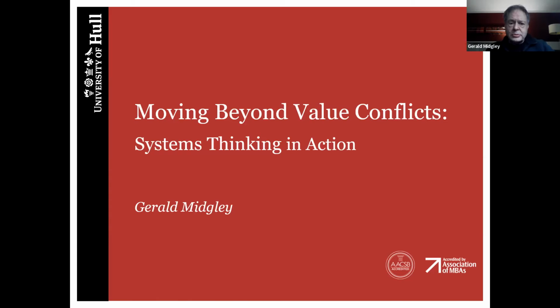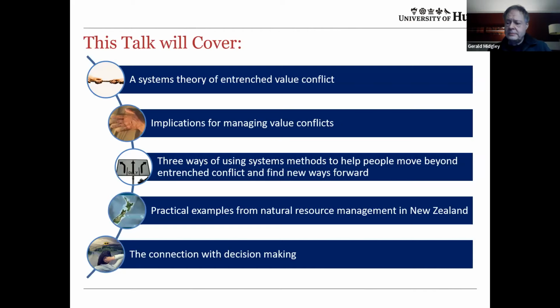So this is what I'd like to cover. I want to present a systems theory of entrenched value conflict. And I want to explore the implications of that for managing value conflicts. That will take us to 3 different ways of using systems approaches to help people move beyond those kinds of conflicts and find new ways forward.